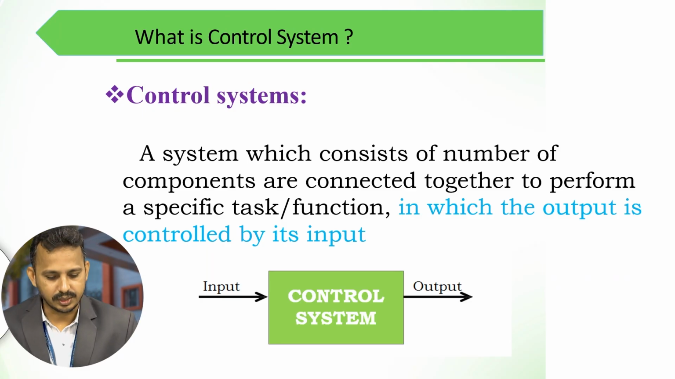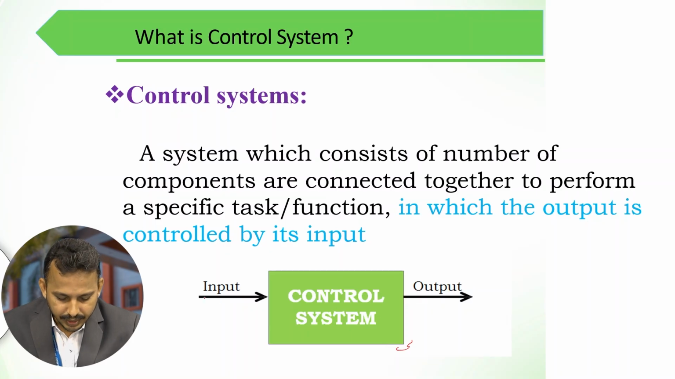So what is a control system? A control system is a system which consists of a number of components connected together to perform a specific task or function, in which the output is controlled by its input. For example, this is a control block, this is a system. The input is applied at this point, and we are expected to get the output here.